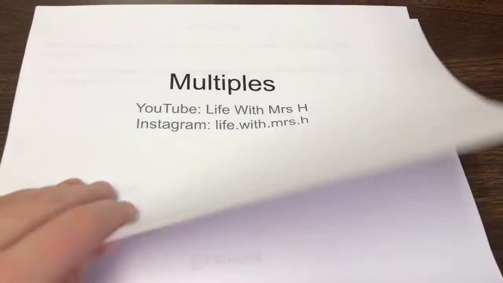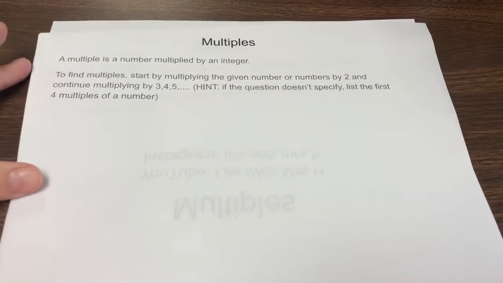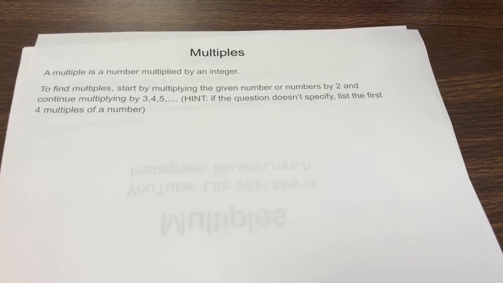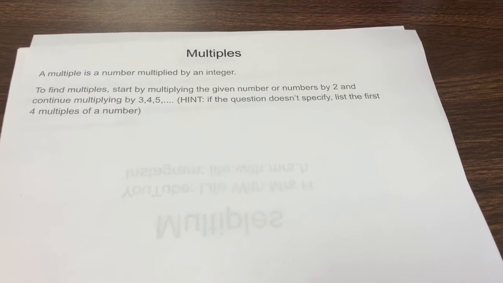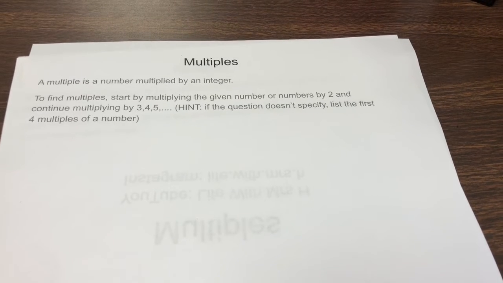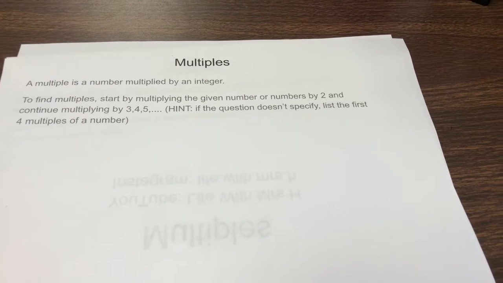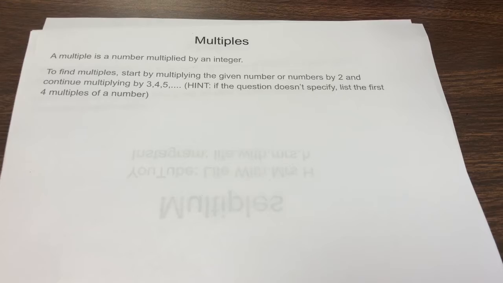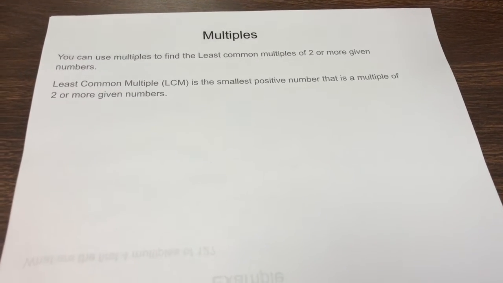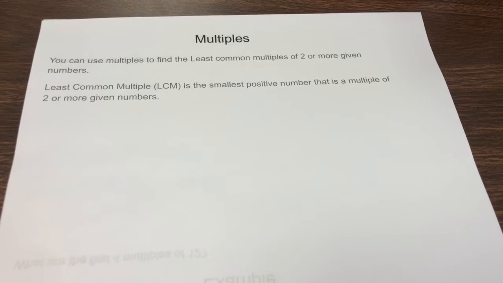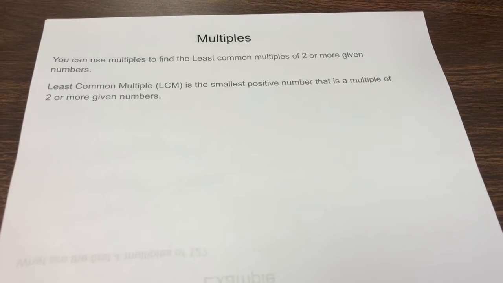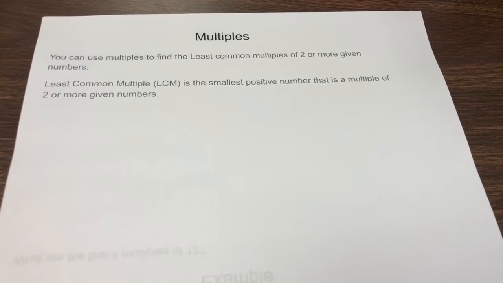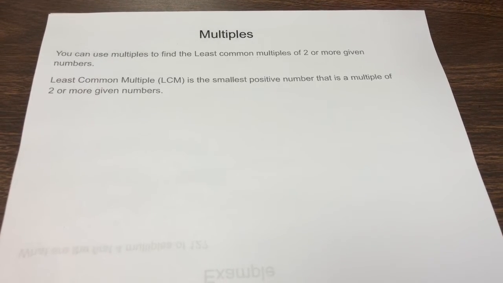Multiples. A multiple is a number multiplied by an integer. To find multiples, start by multiplying the given number or numbers by 2 and continue multiplying by 3, 4, 5. So just a little hint that I tell my students, if the question doesn't specify, list the first 4 multiples of a number. You can use multiples to find the least common multiple of 2 or more given numbers. So the least common multiple, and you'll also see it as LCM, is the smallest positive number that is a multiple of 2 or more given numbers.